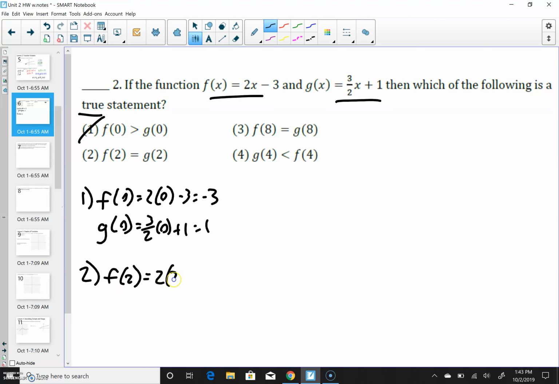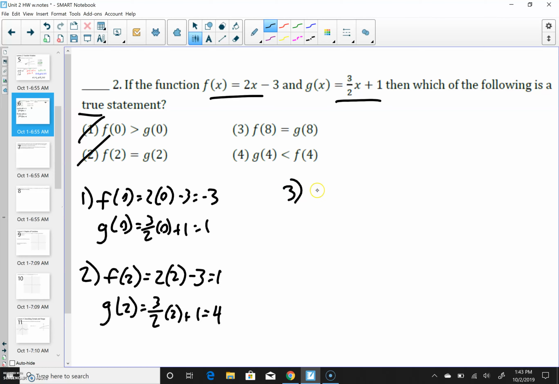And the second one, f of 2 is equal to g of 2. Well, we're going to do our same process of plugging in. So for f of 2, 2 times 2 is 4, minus 3 is 1. And for g of 2, we get 3 over 2 times 2, which might be a little bit more challenging, so I would suggest you use your calculator. 3 over 2 times 2 is 3, plus 1 is 4. So clearly those are not equal, so choice 2 is going to be out.